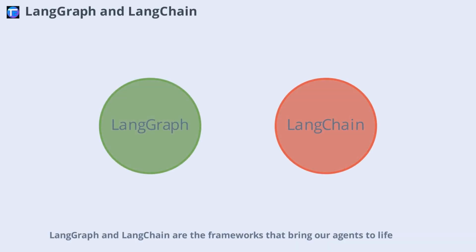LangGraph and LangChain are the frameworks that bring our agents to life. LangGraph provides the structure for building ReACT agents, handling reasoning loops, tool orchestration, and error handling. LangChain acts as the glue, initializing language models, wrapping Python functions as tools, and managing agent communication. Together, they enable seamless integration between AI reasoning and real-world actions.